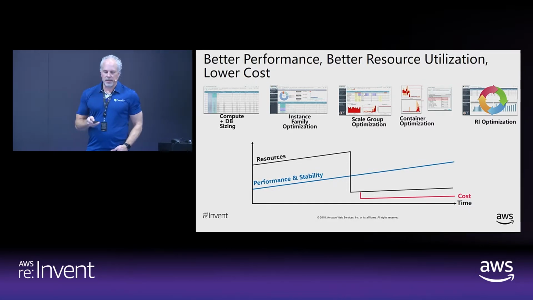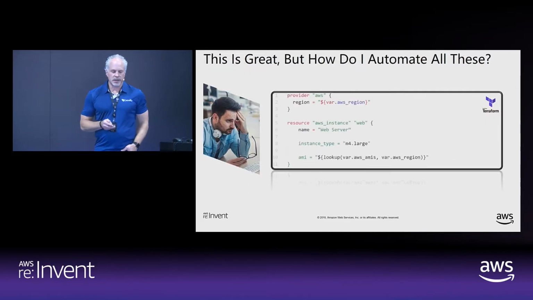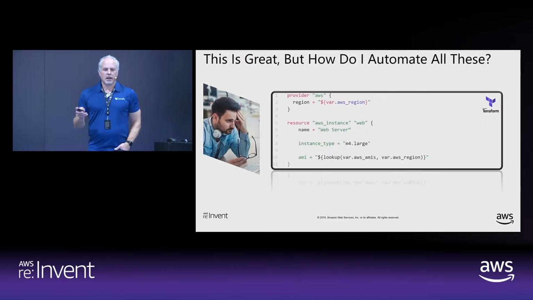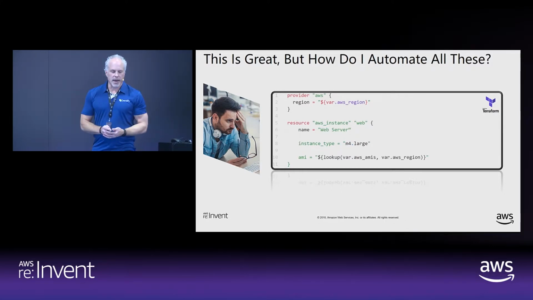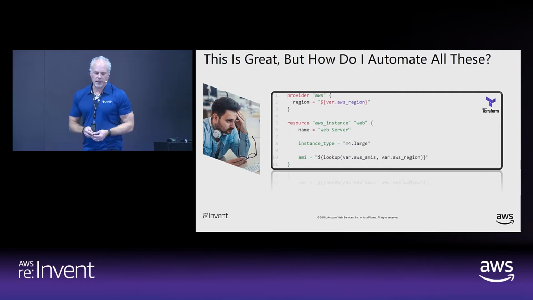So I talked a little bit about optimization as code. This is all great, and now CloudOps is convinced that we actually have built a better mousetrap in a lot of cases, but this is one of the sources of the issues that we see today. How do we automate all these things?